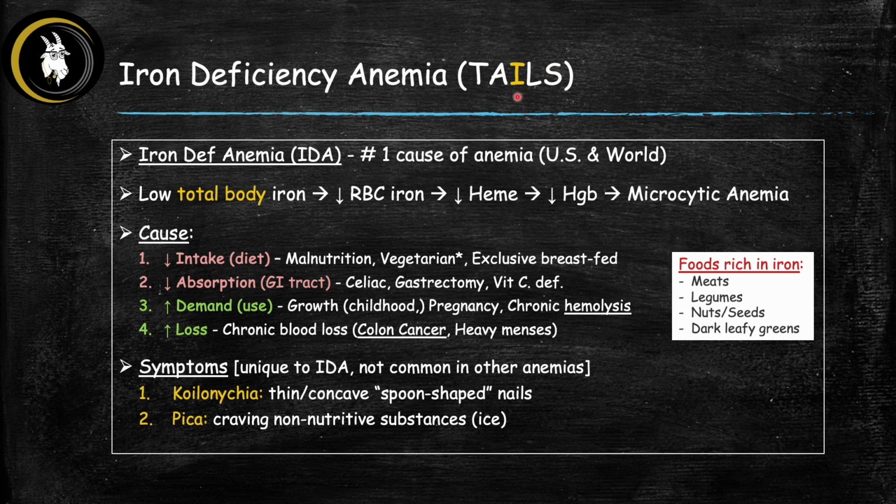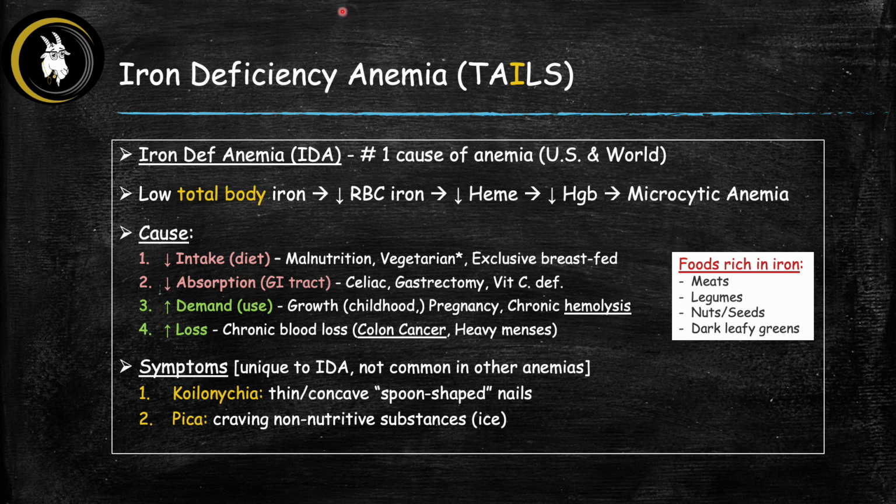Okay, I'm going to start with the letter I in our mnemonic, which is iron deficiency anemia. Iron deficiency anemia, or IDA, is the #1 cause of anemia in the US and the world. The problem is that there's a low amount of total iron in the body, which means that the red blood cells have less iron, which means they can't make heme, which means they can't make hemoglobin, and by now you know that that means microcytic anemia.